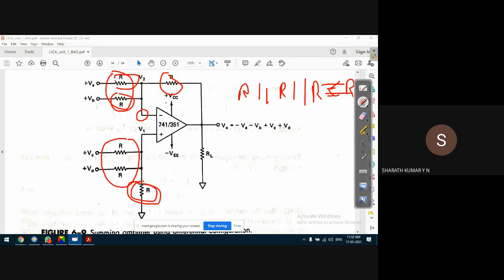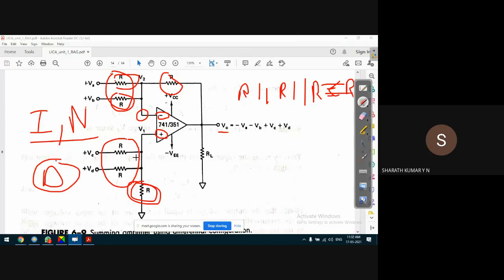With this condition, the question now is: is it an inverting amplifier or a non-inverting amplifier? Since the voltages are applied to both the inverting and non-inverting input terminals, the circuit is a difference amplifier, not an inverting or non-inverting amplifier.